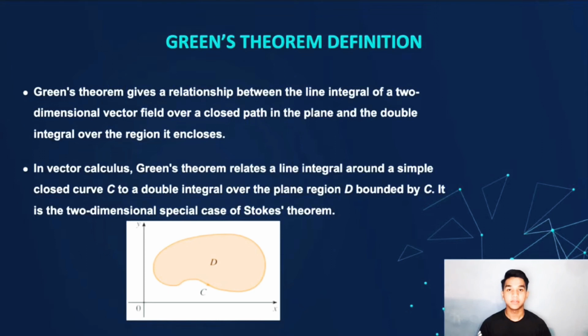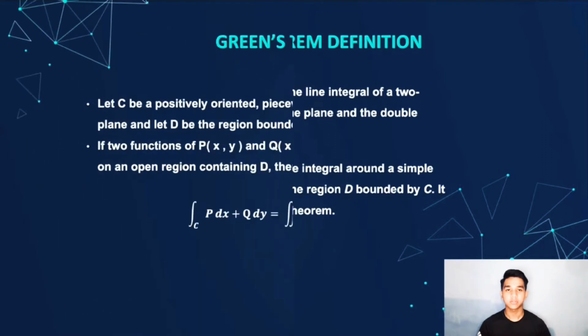Green's theorem gives a relationship between the line integral of a two-dimensional vector field over a closed path in the plane and the double integral over the region it encloses. In vector calculus, Green's theorem relates a line integral around a simple closed curve C to a double integral over the plane region D bounded by C. It is the two-dimensional special case of Stokes' theorem.